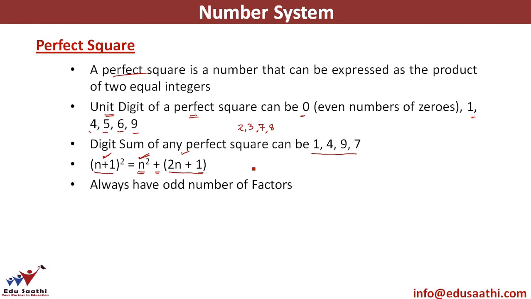A perfect square always has an odd number of factors. Now this is a very, very important thing that we have when we are looking at perfect squares. The number of factors, if we calculate for a perfect square, always comes out to be odd. For other numbers which are not perfect squares, the number of factors would come out to be even. A perfect square always has an odd number of factors.